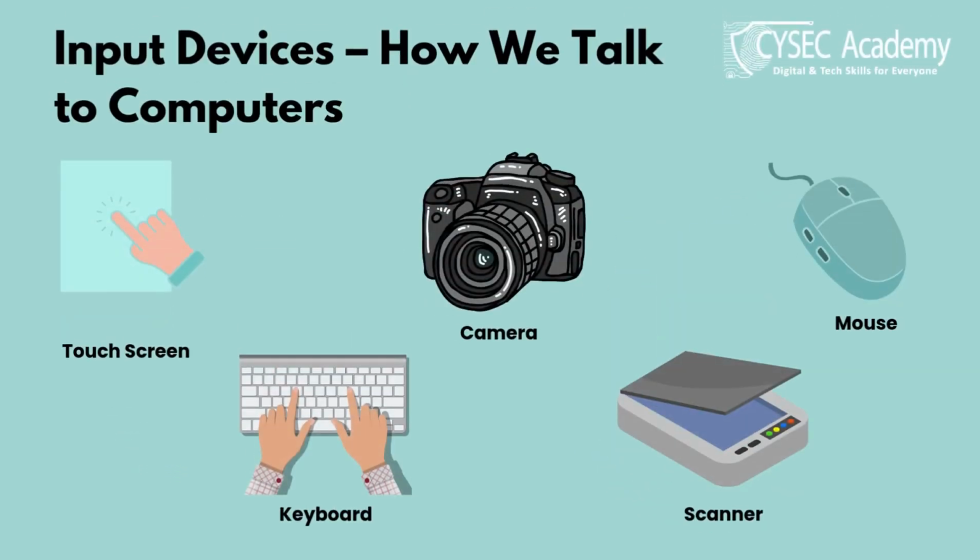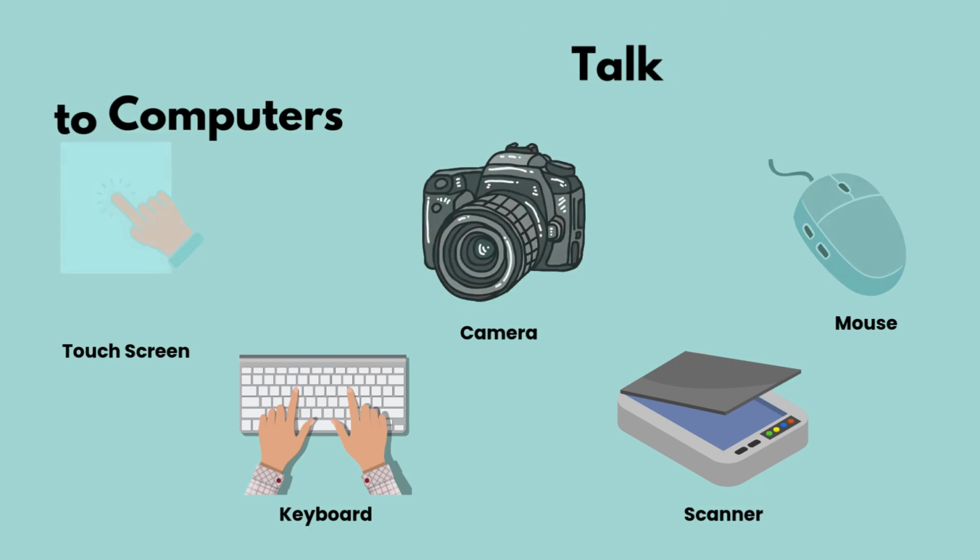Input devices, how we talk to computers. An input device accepts data from the outside and converts it to electronic form that the computer understands. Some examples include: keyboard, type words and commands; mouse, point and click; touch screen, tap directly on the screen; scanner, converts paper into digital form; digital cameras and phones, capture images and record audio and video.